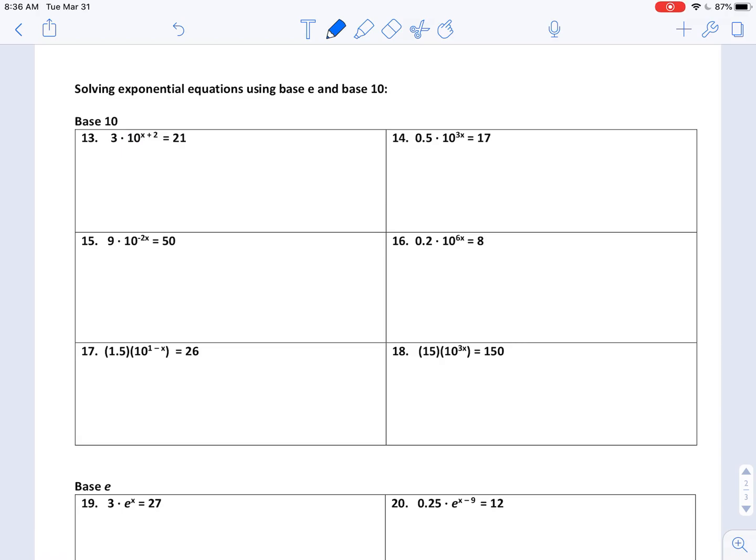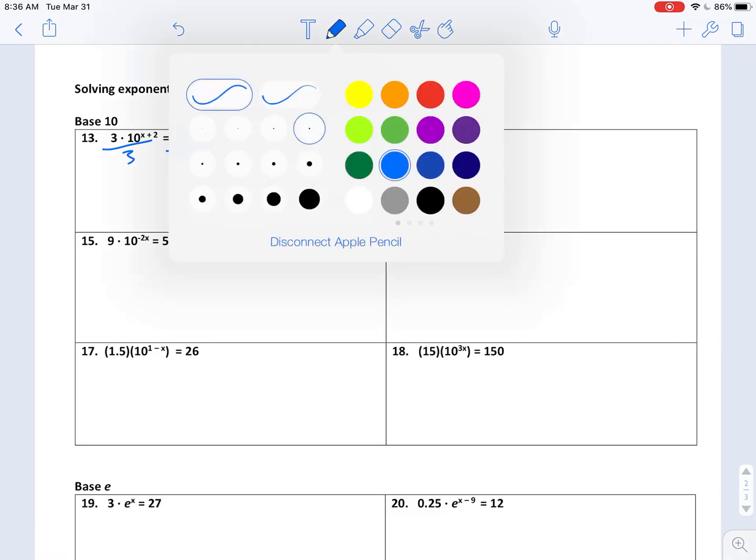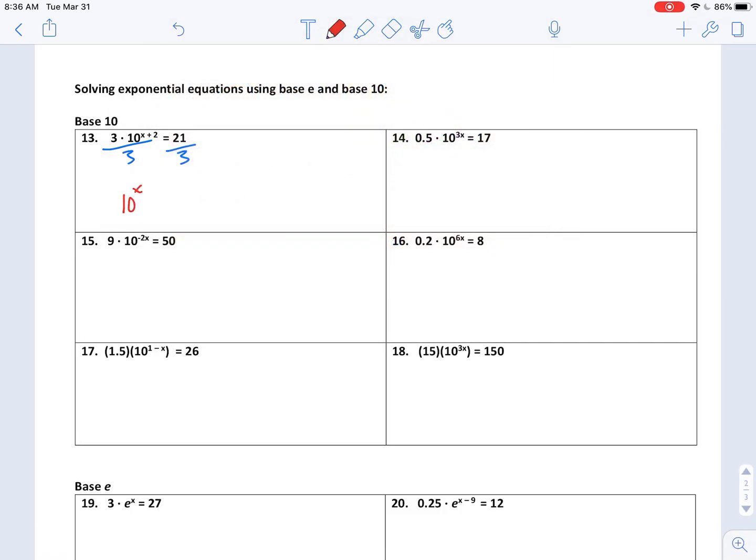But let's work on solving some exponential equations. Okay, so I want to get the exponent by itself. And what do I need to get rid of to get this by itself? Well, that 3's got to go. So I can divide by 3. I can divide by 3. And I can get 10 to the x plus 2 equals 7.